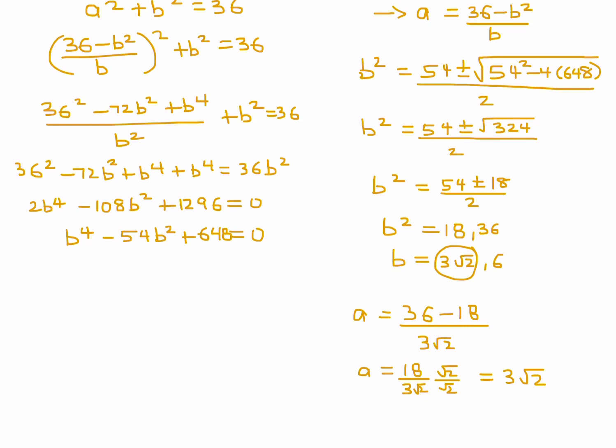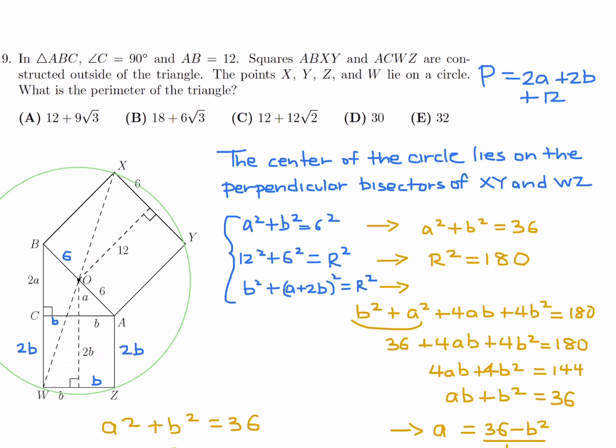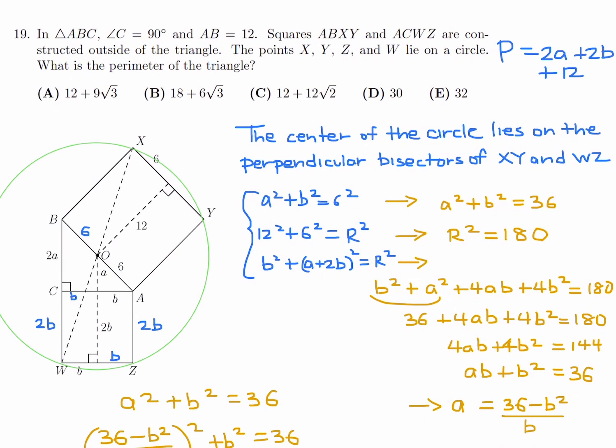Okay, interesting. All right, so now we have to figure out the perimeter after all this algebra. It was 12 plus 2A plus 2B. So that's 12 plus 6 root 2 plus 6 root 2. So that's 12 plus 12 root 2. And there we go, 12 plus 12 root 2. And that would mean number 19 is C.